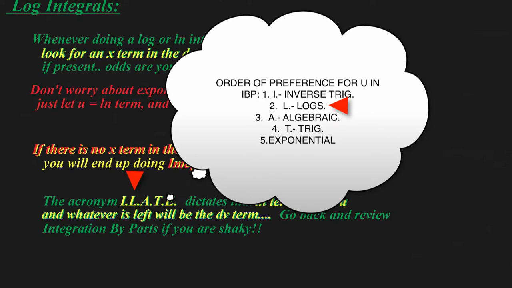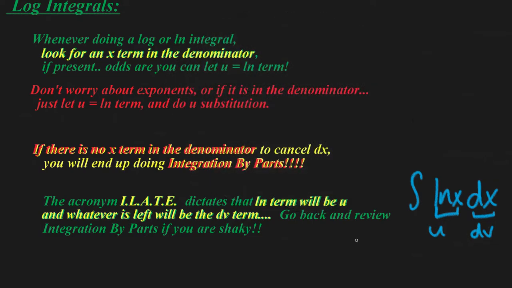If you remember from integration by parts, if you were to see a problem that looked something like this, that's integration by parts. You might say to yourself, well, there's only one term there, but there's actually two terms there: your ln and your dx. This can be your u, and that can be your dv. So anytime you see an ln and there's no x in the denominator, integration by parts. Anytime there is an x in the denominator, u substitution.